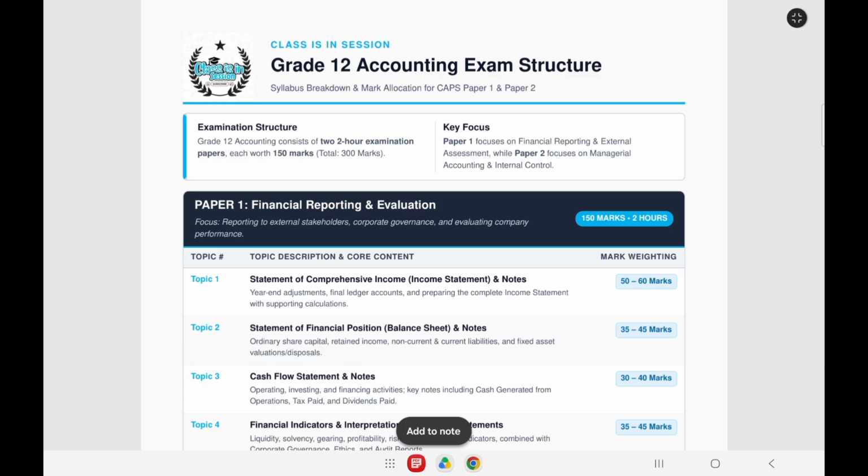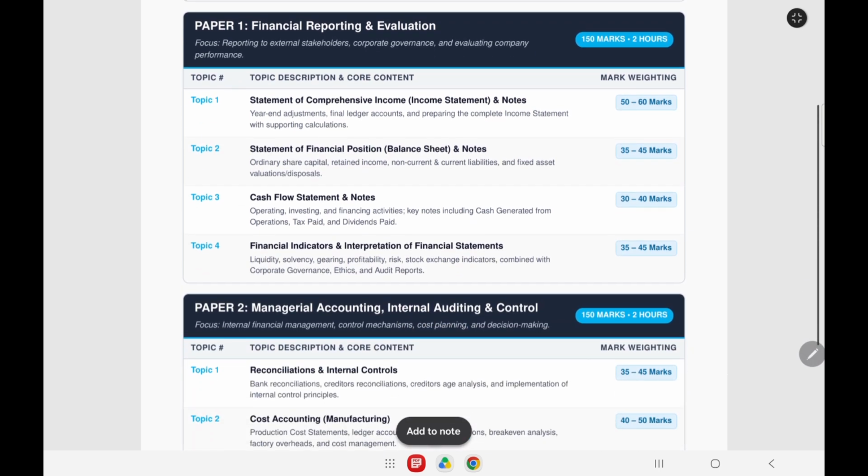So we have the examination structure. Grade 12 accounting consists of two 2-hour examination papers, each worth 150 marks, a total of 300 marks. Let's start with paper 1. We have financial reporting and evaluation: reporting to external stakeholders, corporate governance, and evaluating company performance. It's worth 150 marks and you have to write it in 2 hours.